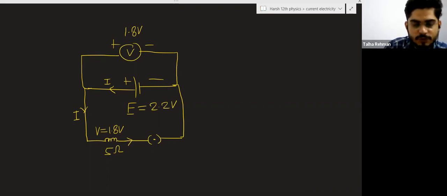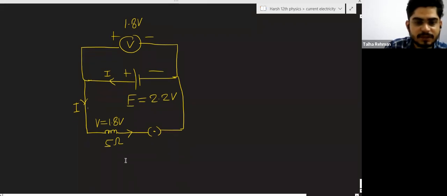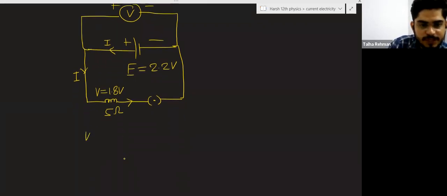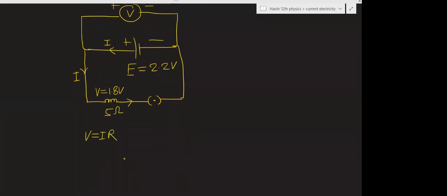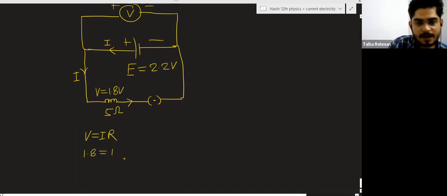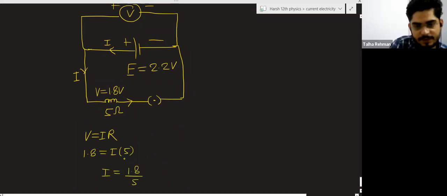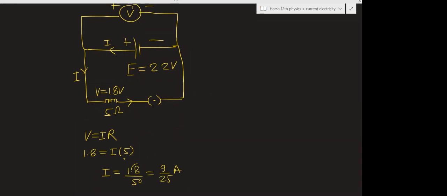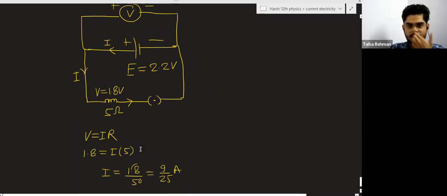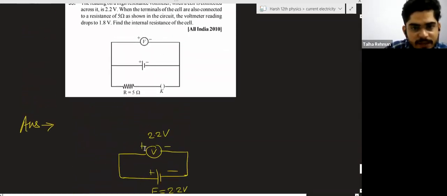Now can you calculate the current from V is equal to IR? So what is V? V is equal to 1.8. 1.8 is equal to I into 5. I is equal to 1.8 divided by 5. So this will become 9 by 25 ampere.